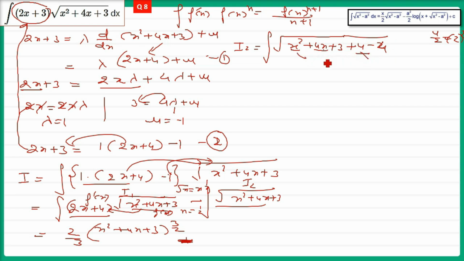a square plus b square plus 2ab. So x plus 2 whole square is this one, and 3 minus 4 is negative 1. So you can call it as a negative half square. And this is integration. So we have x square minus a square.